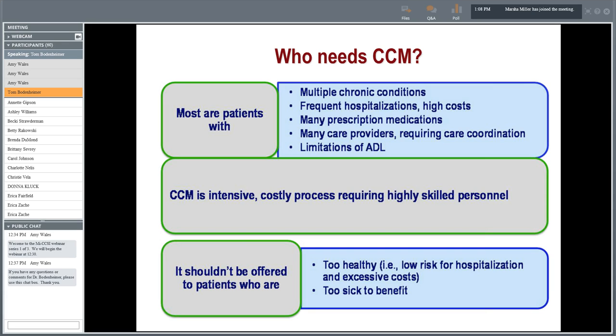The reason that we worry about it is the complex care management is intensive. You have these very small caseloads for highly skilled care managers. So you want to make sure that you're targeting the right people. You don't want people who are too healthy, but you also don't want people who are so sick that they're not going to benefit from it.